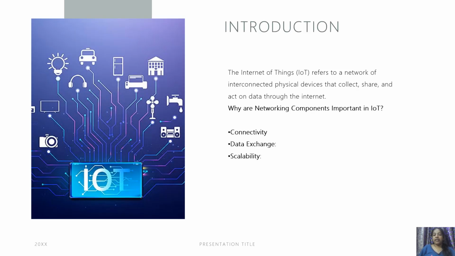Introduction. The Internet of Things refers to a network of interconnected physical devices that collect, share, and act on data through the internet. Why are networking components important in IoT? Connectivity, data exchange, scalability. IoT devices need reliable networking to communicate and share data that enhances the connectivity.